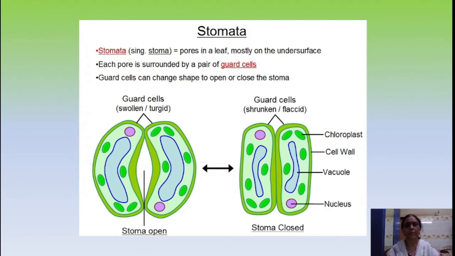What are stomata? Stomata are the pores in the leaves, mostly present on the undersurface. The pore is called a stoma. Each pore is surrounded by a pair of guard cells. The guard cells can change shape to open or close the stomata. When the guard cells are swollen or turgid, that is full of water, the stoma is open. When the guard cells lose water, they shrink, they become flaccid, and the stoma closes.